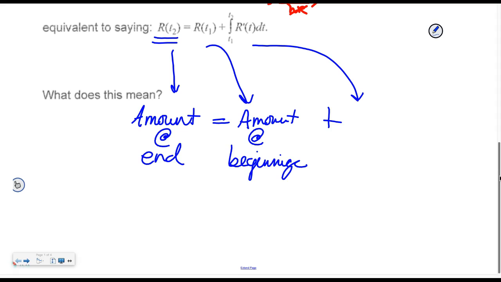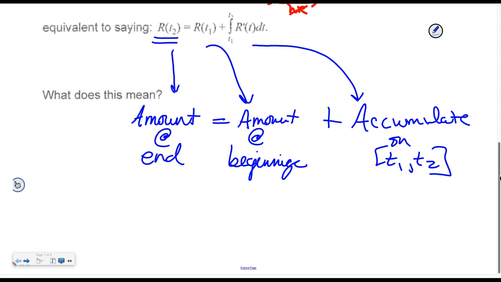But the amount at the beginning plus, what do you think this stands for? That's why our book calls it the accumulation function, because this tells you how much accumulates over that time period. So I'm going to put the amount you accumulate on that time period. All right, so that's really what it means.